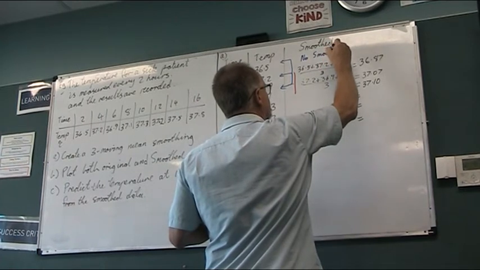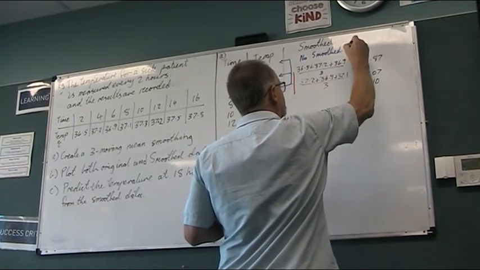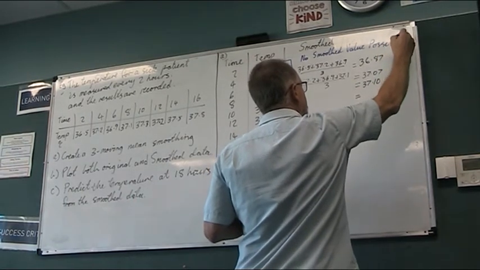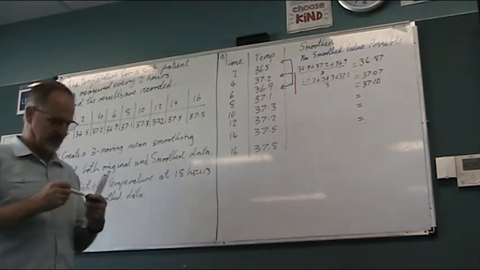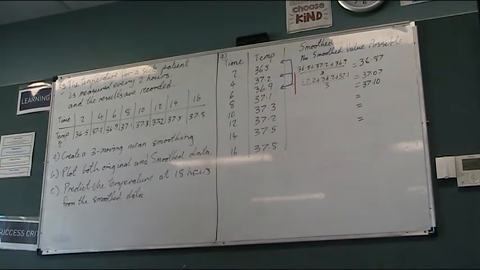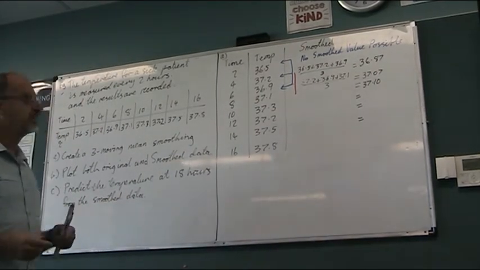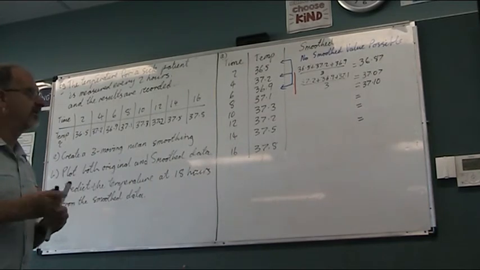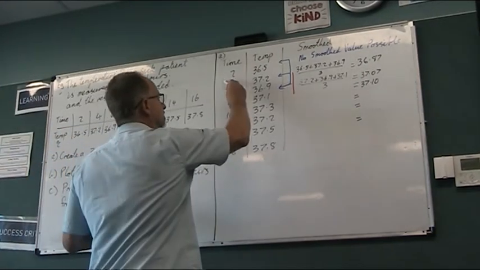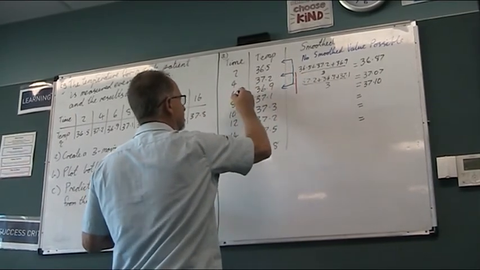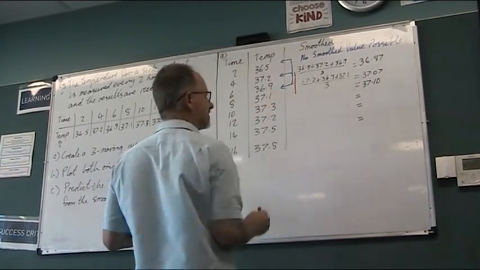I don't know. Yeah, I think that's a problem for you. So for 2 hours, there's no smooth value possible. Wait, I just wrote the same thing again, which is wrong. So the second one is 36. What do I write? No smooth value possible.